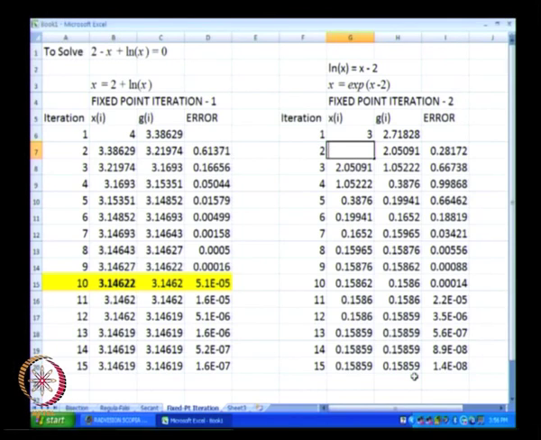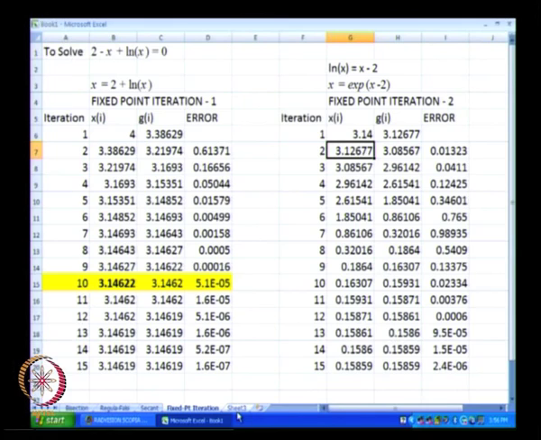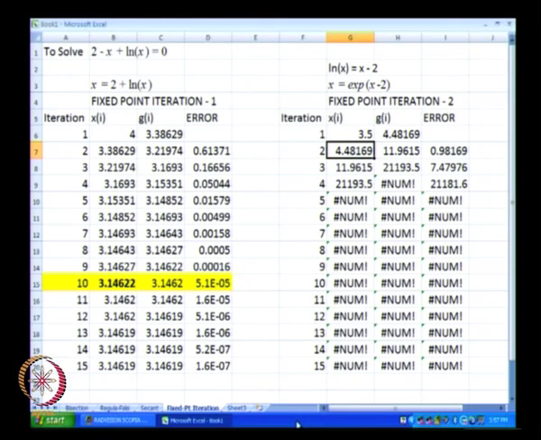In fact, if we start with xi very close to the solution, let us say 3.14, even when we started with 3.14, which was very close to the true solution 3.146, our solution still goes to the other solution, 0.1586. So in the fixed point iteration, using x equal to e to the power x minus 2 converges to the solution 0.1587 and not to the solution 3.1462, no matter how close to 3.1462 we start. And if we start with say 3.2, we will diverge. So if we start beyond the second solution, our fixed point iteration diverges using x equal to e to the power x minus 2.